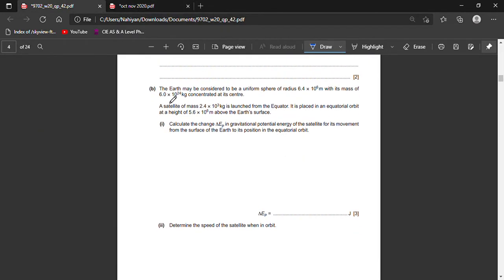So moving on, the Earth may be considered to be a uniform sphere of radius 6.4 × 10^6 meters with its mass of 6.0 × 10^24 kg concentrated at its center. The satellite of mass 2.4 × 10^3 kg is launched from the equator. It is placed in an equatorial orbit at a height of 5.6 × 10^6 meters above the Earth's surface. Calculate the change in gravitational potential.